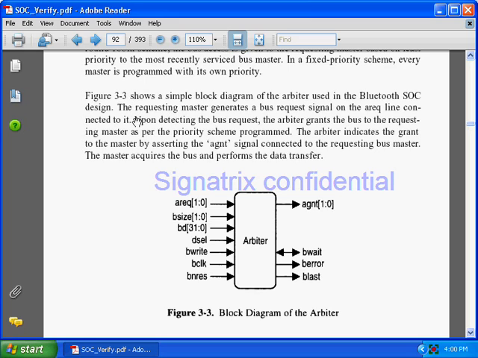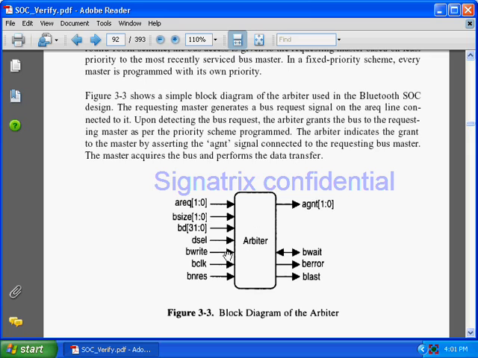So these are the 4 major signals required in order to implement an arbiter. What they are trying to say is, the requesting master generates a bus request signal on a request line connected to it. This is 2-bit, so 2 masters can drive this port. Upon detecting the bus request, the arbiter grants the bus to the requesting master as per the priority scheme programmed. The arbiter will process this request, check which master has given the request, and based on that it will give the grant.